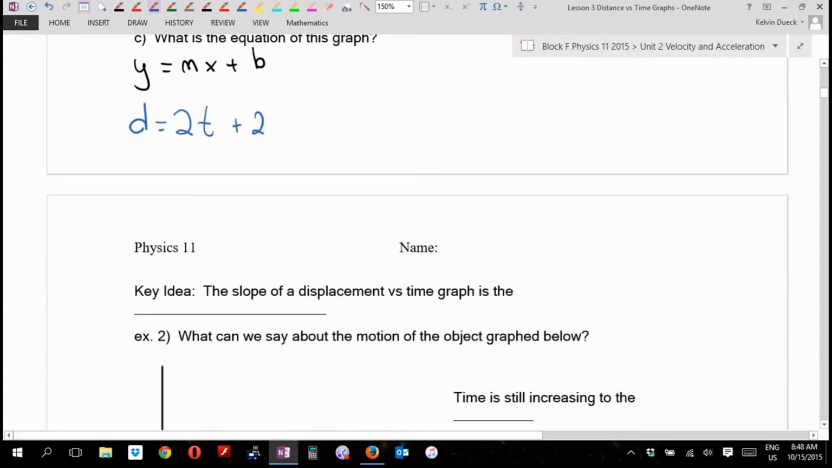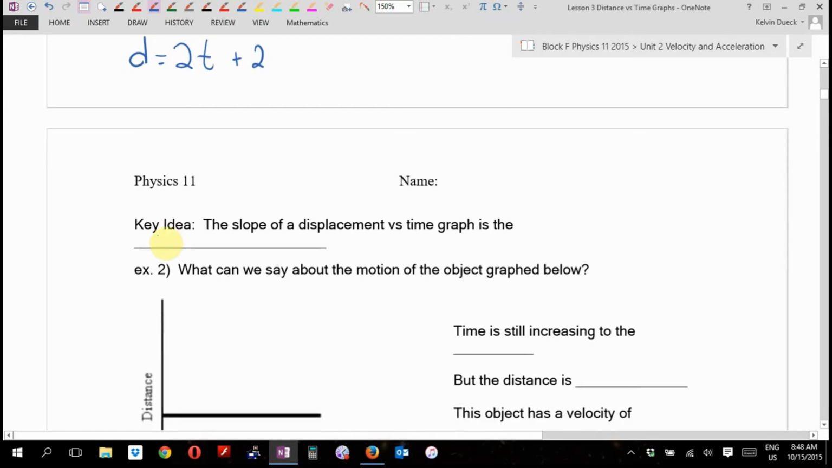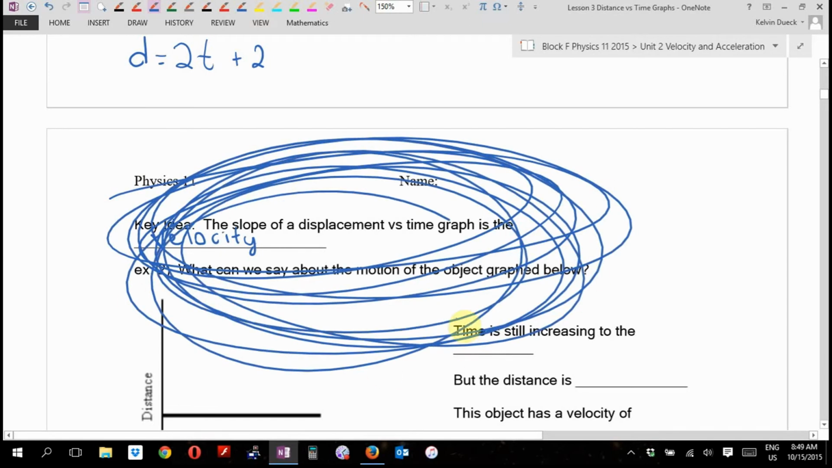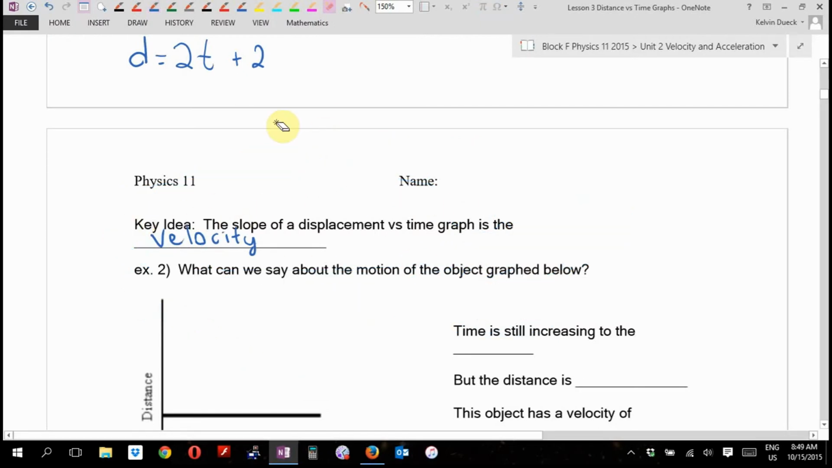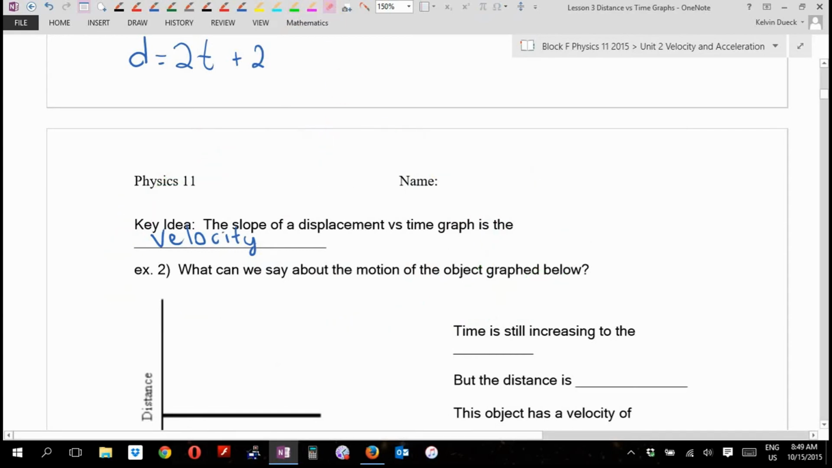Here's what I want you to realize. Here is our key idea. The slope of a displacement versus time graph is the velocity. Did I say key idea? Don't do that on your paper, but I'm kicking myself. I should have made this in huge, bold font. I should have put stars around here. I'm not going to. I will next year when I retype this.